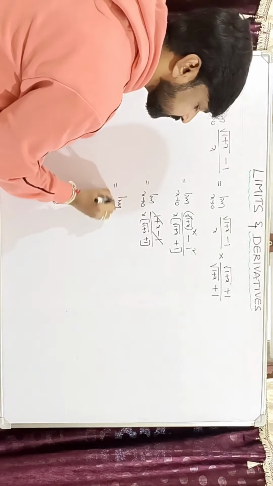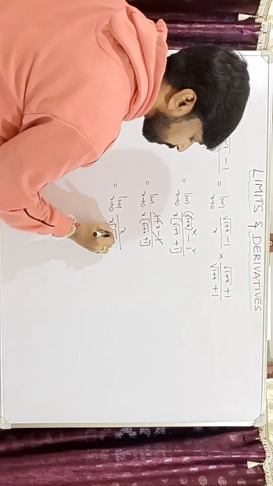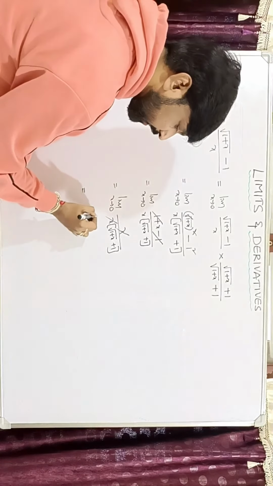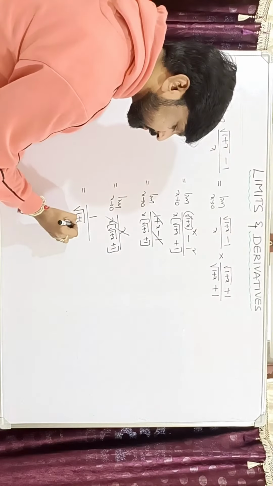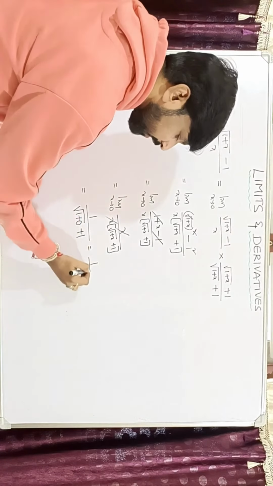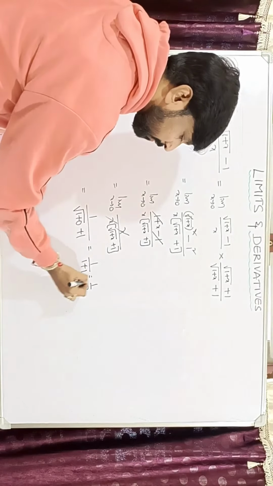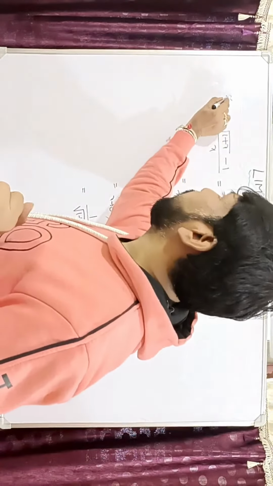You are getting limit x tends to 0, x by x into root 1 plus x plus 1. Then x and x get cancelled. You are getting 1 by the remaining expression, substituting the limit value: root of 1 plus 0, plus 1. You are getting 1 by root 1 plus 1, which is 1 by 1 plus 1, equal to 1 by 2. This is your answer. This is a very, very important question.